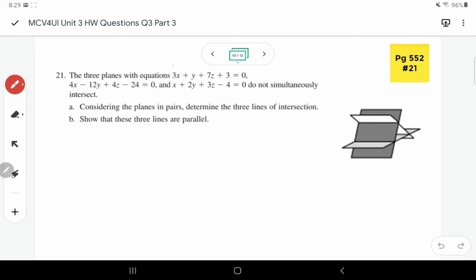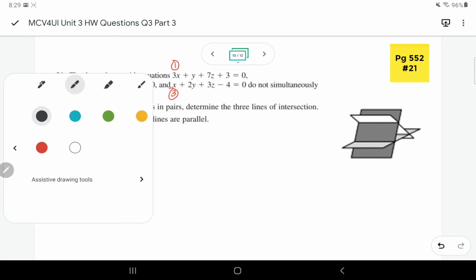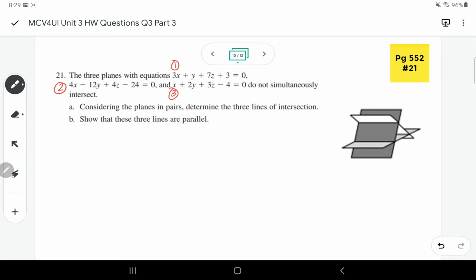So I'm going to label the planes 1, 2, and 3. And basically what we're going to do is find the line of intersection of 3 pairs of planes. So we're going to do 1 and 2, and then I'm going to need some more slides for this, but I'll do 1 and 3, and then 2 and 3, and we'll look at the equation of each of those lines. So let's find the intersection of plane 1 and 2.